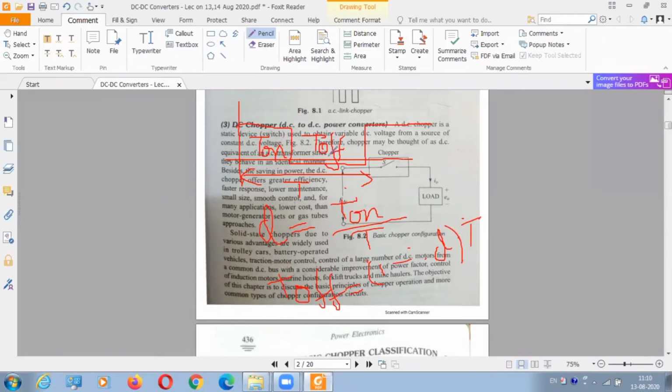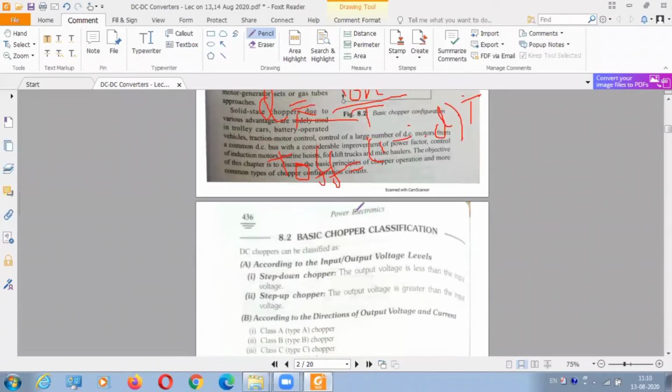You can derive it very easily. T on plus T off is equal to T, and T on is equal to DT. Substitute here and get T off is equal to 1 minus D into T. So two formulas you should remember: T off is equal to 1 minus D into T, and T on is equal to D into T, where T is your time period. If you want to calculate frequency, 1 by time period gives you frequency. So D can also be written as f into T on.